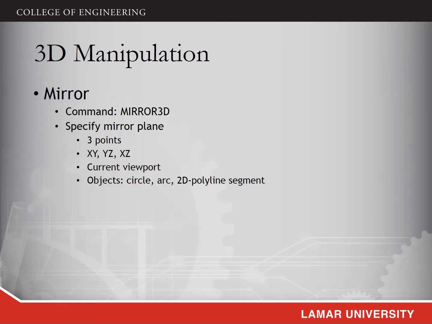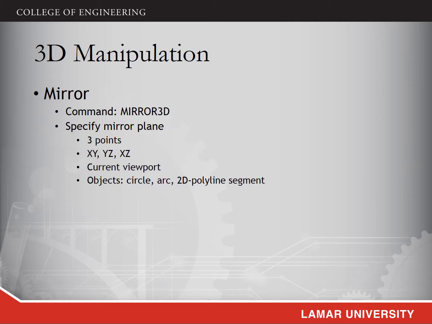Similar to two-dimensional drawings, in the three-dimensional space, we also have the mirror function to generate a copy about 3D objects. The command is mirror 3D. Actually, in two-dimensional space, we are using the mirror command to make a copy about one two-dimensional object, and the mirror is set as a line. But in three-dimensional space, the mirror should be a realistic mirror, so it should be a plane.